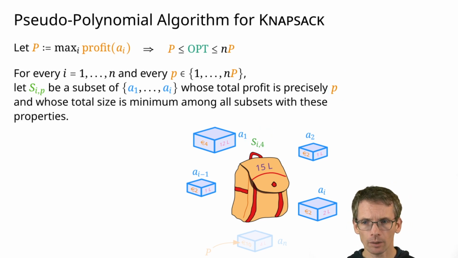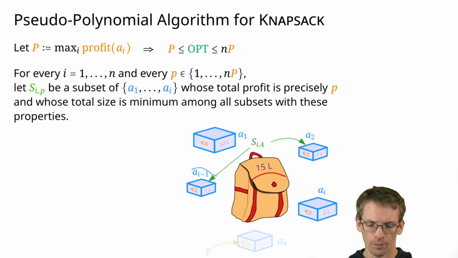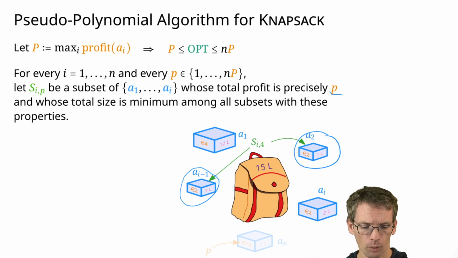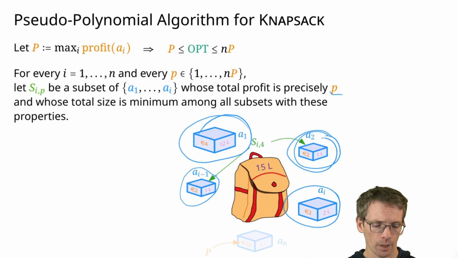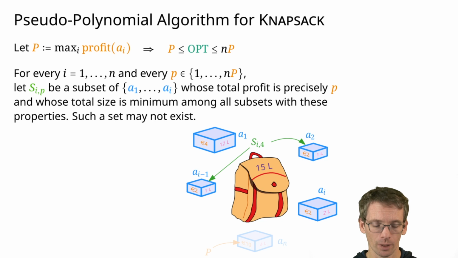Among these subsets, I want to have the one with minimum total size. In this example, this would be these two elements because their total size is 2, while to get profit 4, alternatively, I could have simply taken this one, but that would have had size 12, so larger. I could have also taken a combination of this and that one, but that would have had size 3. So those two elements are the ones that determine S_{i,4}. Of course, depending on the profit, such a set might not exist. For instance, S_{i,5} simply does not exist because those profits cannot add up to 5.